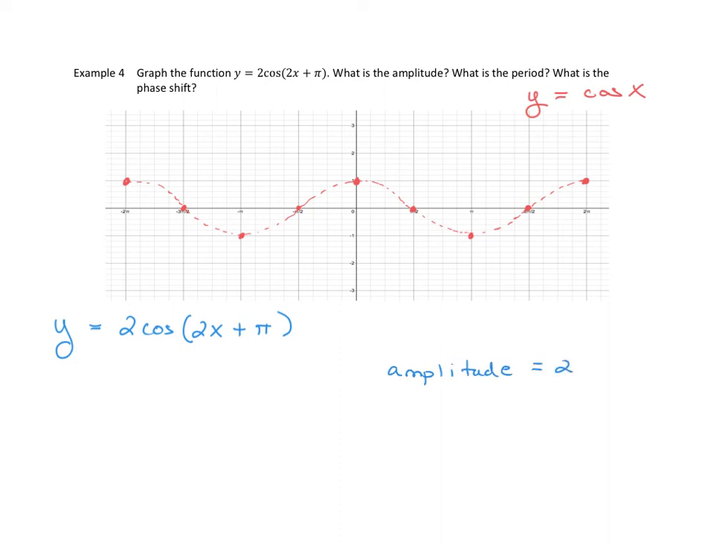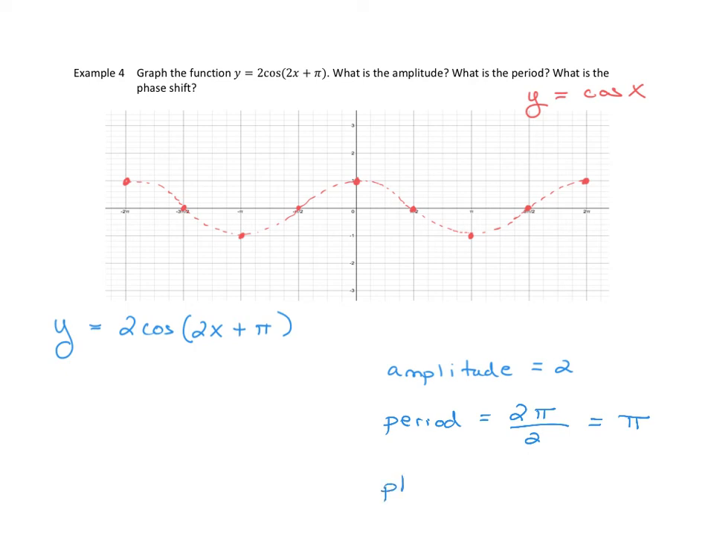The next thing, I see there's a 2 next to the x. I know this 2 is going to affect the period. If a 2 is multiplied to this x, the net result is that we're actually taking half of the x values. What does this mean about the period? Well, if the period on the original cosine function is 2 pi, and here we're taking half of all the x values, it should be that the period is actually pi.